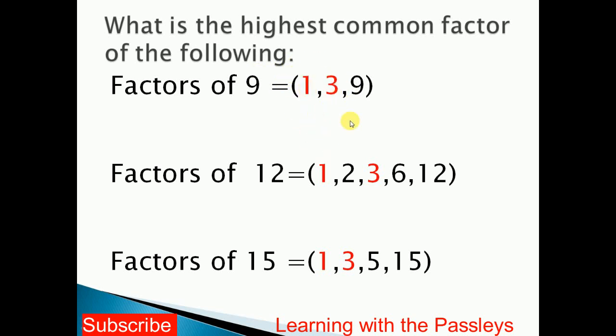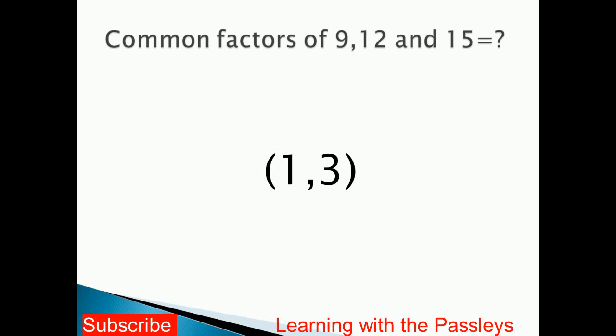The numbers highlighted in red, they are common to each other. So look, 1, 1, 1. Therefore, ones are in all these numbers. So 1 is common to 9, 12 and 15. 3 is also common to all these three numbers. Therefore, 1 and 3 are common factors for 9, 12 and 15.